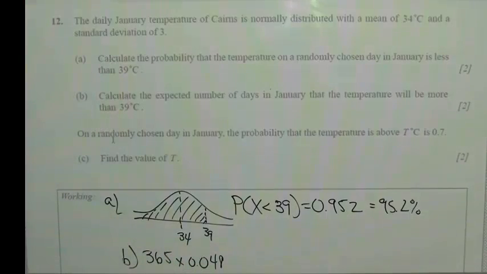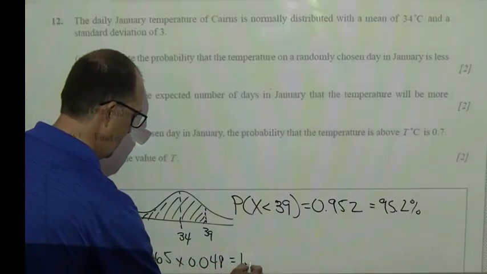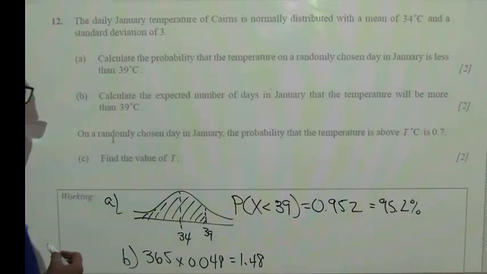because it's only 0.048 chance of it being greater than that, and from that we find out about 1.48 days that will be greater than 39 degrees C.